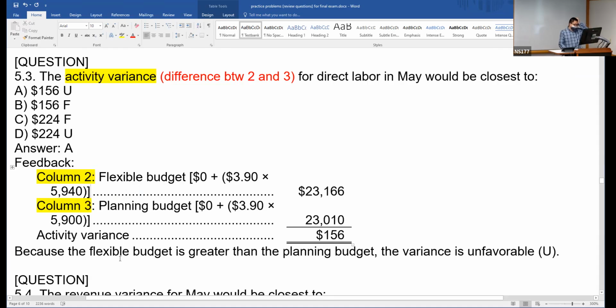Because the flexible budget is greater than the planning budget, it means the variance is unfavorable. Because we actually produce more output, and this makes us need to spend more costs or expenses, and this is not good from the perspective of the profit or net income. So we have higher expenses because the flexible budget is greater than the planning budget.